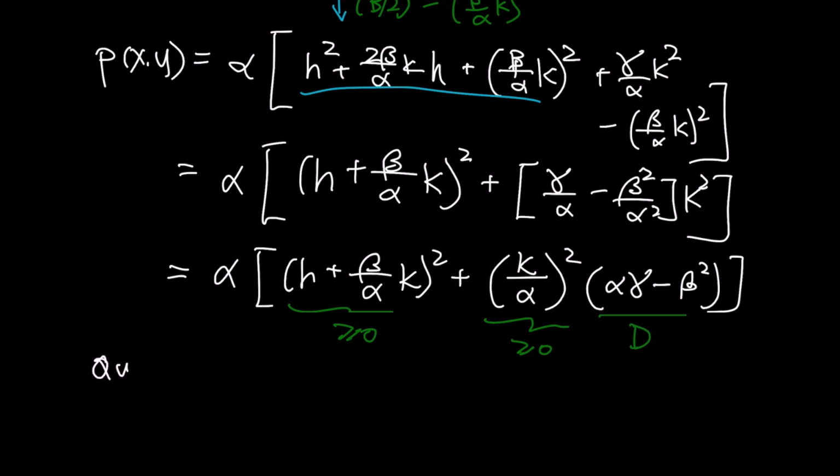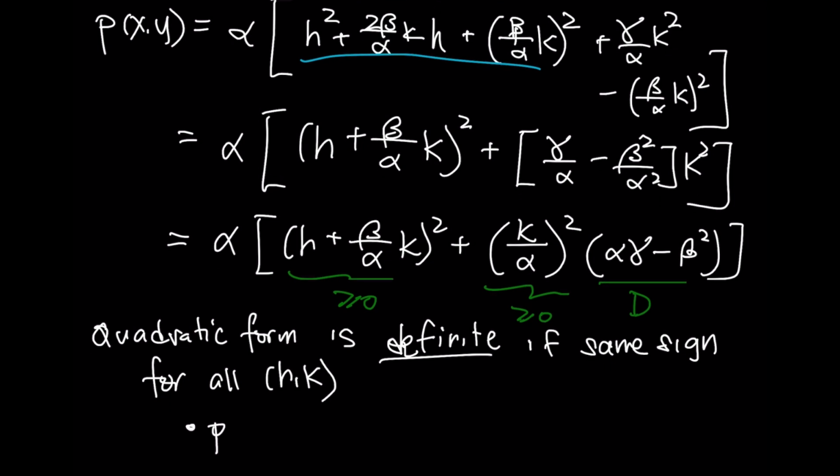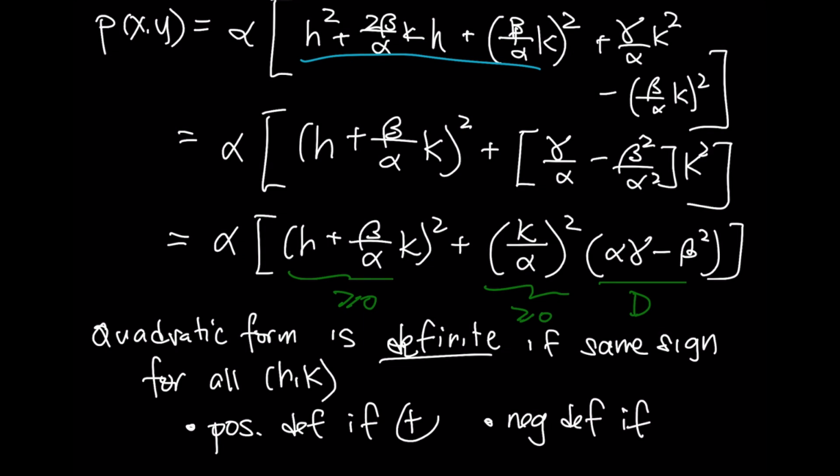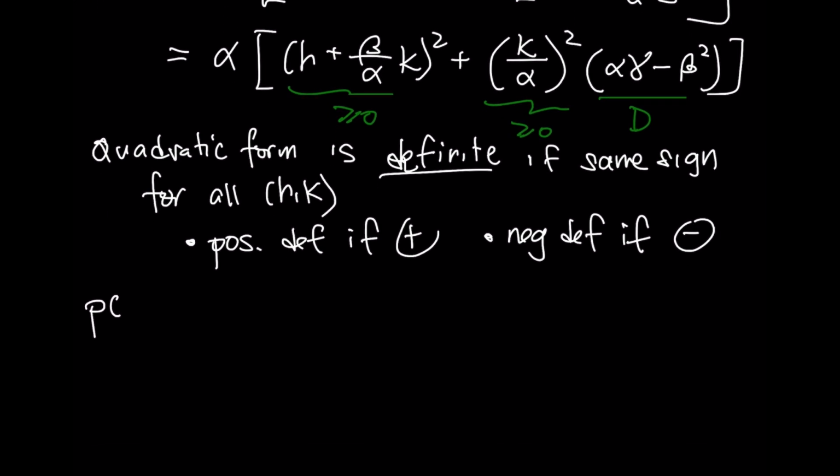A quadratic form is definite if it has the same sign for all of these points h and k. That's what we're really after. I want to be able to determine whether this quadratic form is always of the same sign. We are going to say that it's positive definite if it's always positive, and negative definite if it's always negative. So our primary goal here is to determine whether or not it's positive definite or negative definite. This will help us understand how our function is going to change as we move away from the critical point.